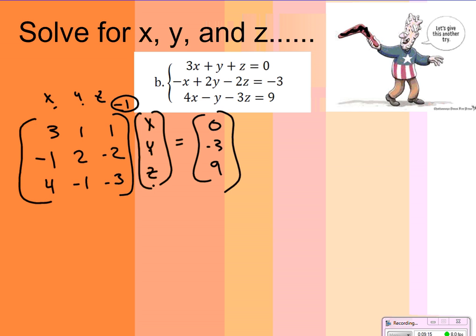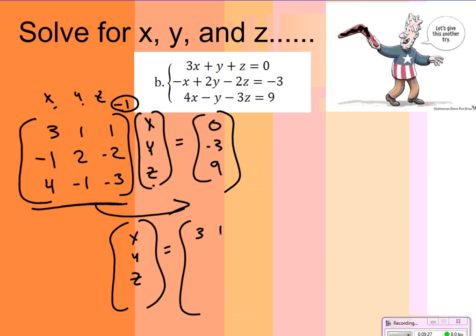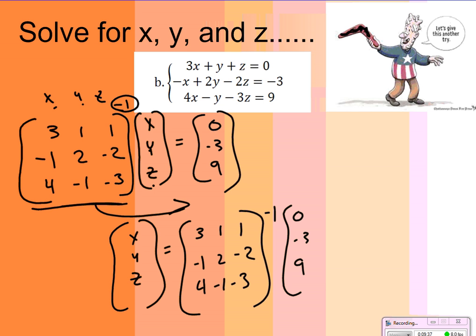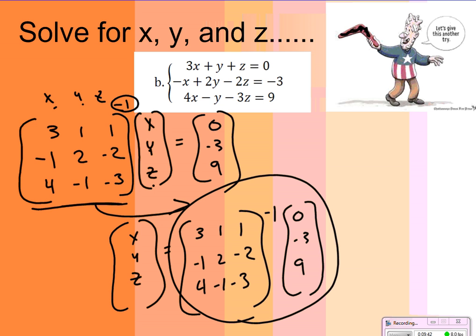So I want to take the inverse of this matrix, and just like an equation, that moves this whole thing over to the other side. So what I'm left with is x, y, z equals the matrix 3, 1, 1, negative 1, 2, negative 2, 4, negative 1, negative 3, to the inverse times 0, negative 3, 9. If I can somehow figure out a way to multiply these, then I could figure out my answer pretty easy. I could do it by hand, but why do it by hand when you can let the calculator do a lot of this for you, which is what I want to do.